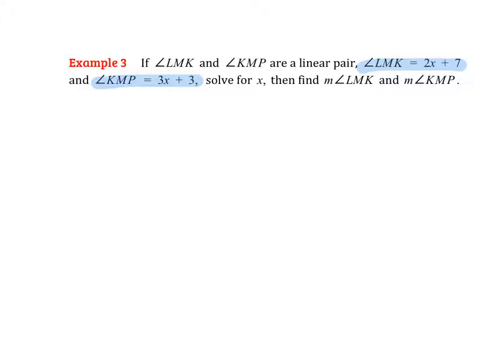So I am going to draw a picture before I do anything else just to help us visualize. So as soon as I see the word linear pair, I'm going to draw a straight line. And then I'm going to look at the angles. I notice that the one point they have in common is M, so I know that that must be the vertex. And then I have something like this. So we can call this LMK and then KMP. So now I can label what I know. Angle LMK is 2x plus 7. KMP is 3x plus 3.